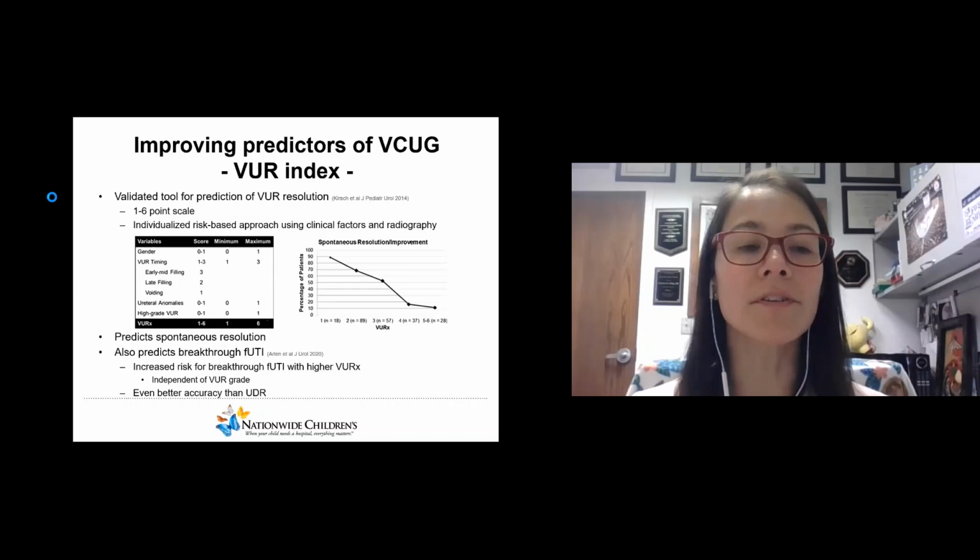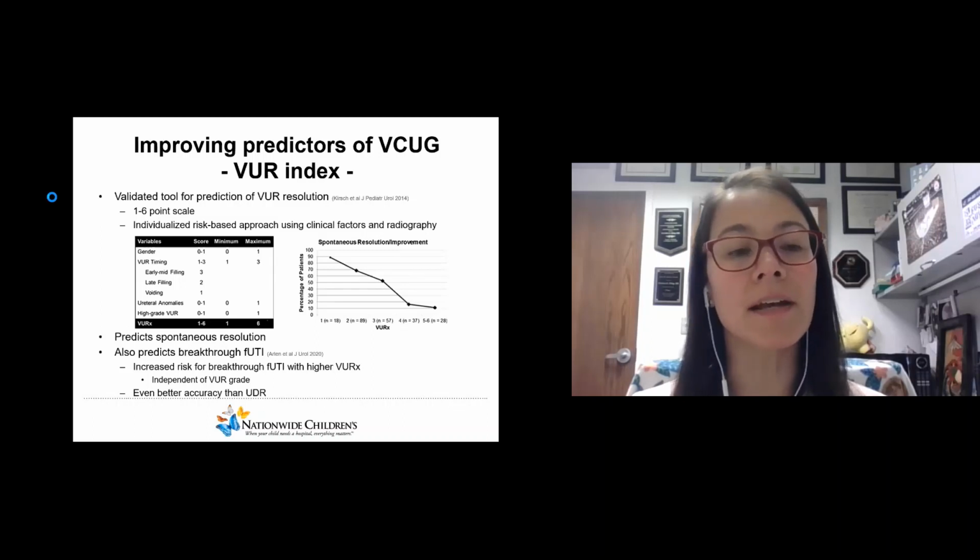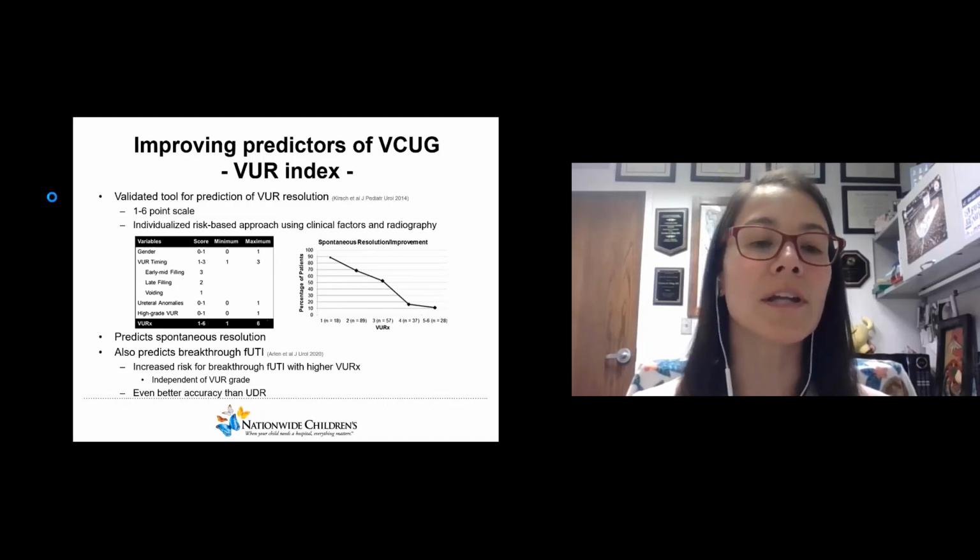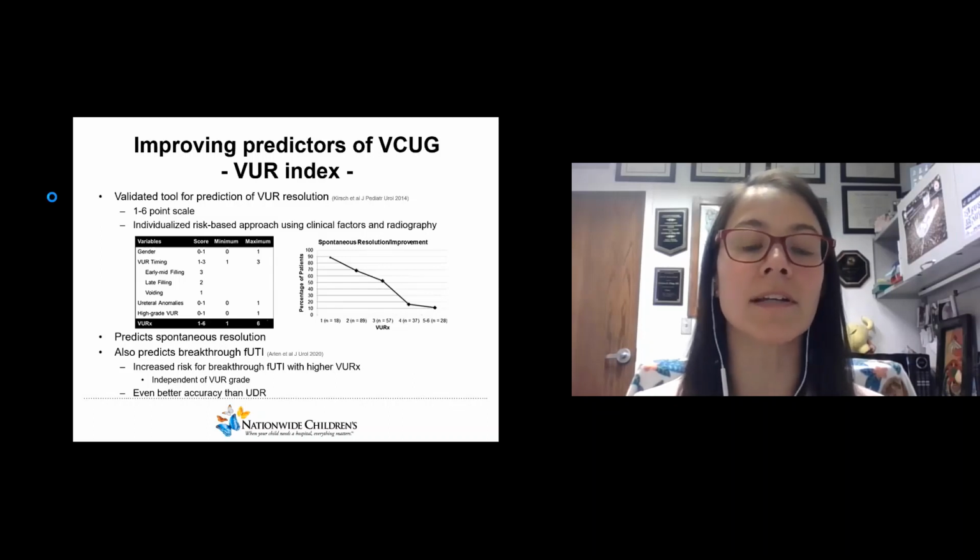And the authors, this is out of Atlanta, found that the VUR index can predict spontaneous resolution and also predict breakthrough febrile urinary tract infections, with an increased risk for breakthrough febrile urinary tract infections with a higher VUR index number. And this was independent of VUR grade, and they found that actually the VUR index had an even better accuracy than the UDR.